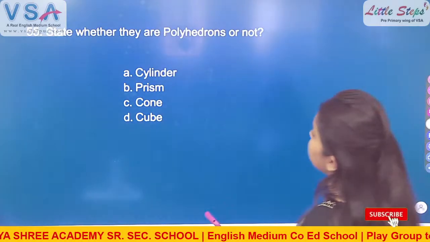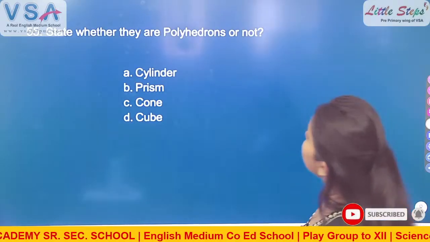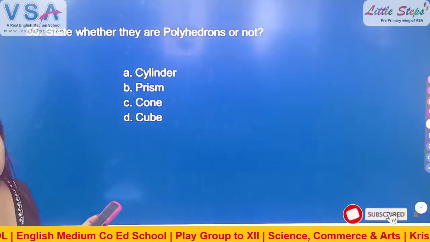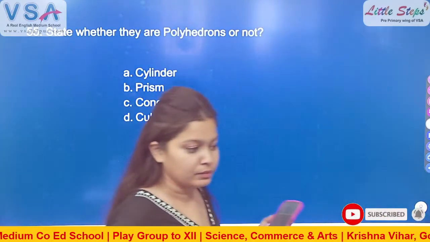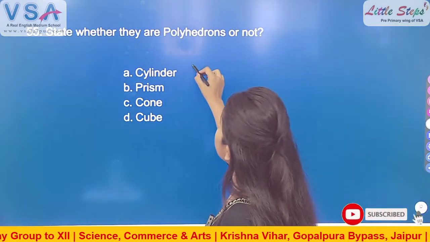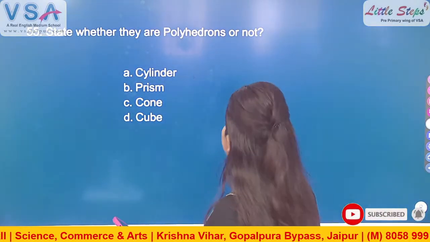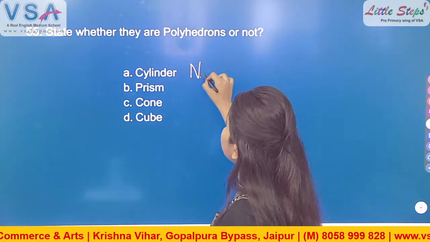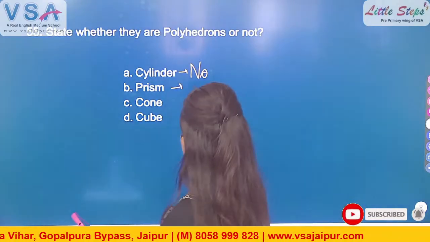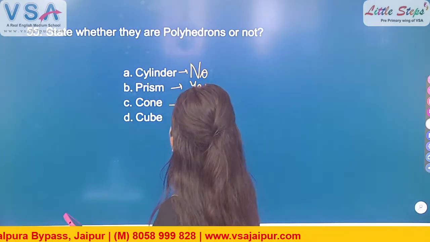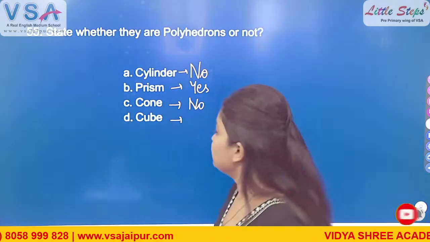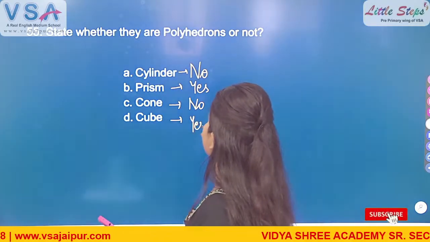Moving on to next question. State whether they are polyhedrons or not. So tell me what is polyhedron. Polyhedron is a shape whose faces are only polygons, no curves in the figure allowed. So as we all know, cylinder has a curve, so will cylinder be a polyhedron? No, it will not. In prism there are only polygons, so that's why it is a polyhedron. In cone again, it is no because it has a curvy part. And cube, of course, yes, it is a polyhedron.